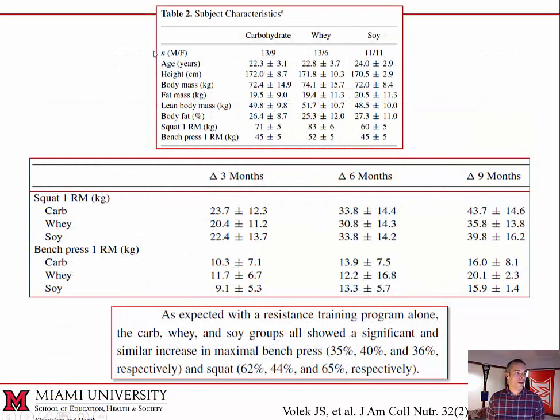So again, we recruited basically healthy college students, both men and women. We had approximately 20 to 22 per group that we completed over the 9 months. You can see their characteristics up here, including their 1 RM squat and bench press. And then as expected with resistance training, in all 3 of the groups here, there was a significant and similar increase in 1 RM bench press and the 1 RM squat. So we see here the change in 1 RM squat and the change in 1 RM bench press at 3, 6, and 9 months. All of these increases here were significant, but no differences between the 3 different supplement groups.